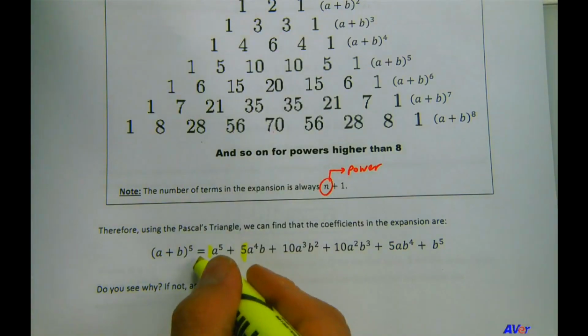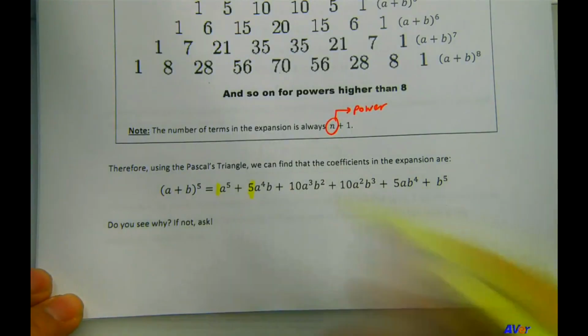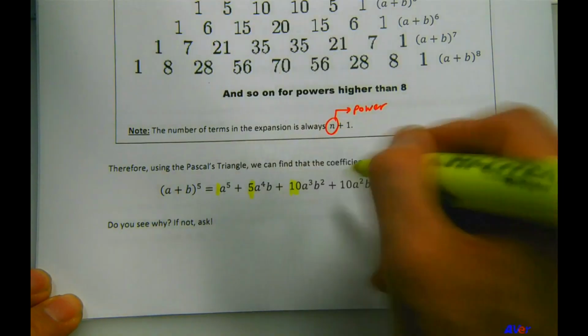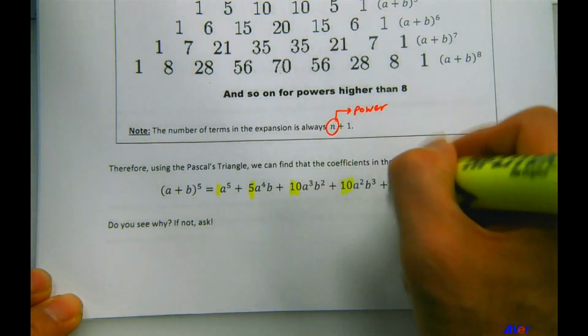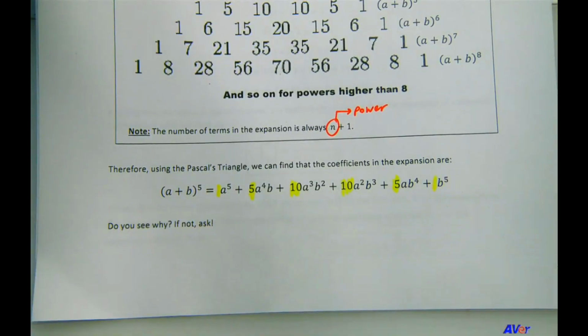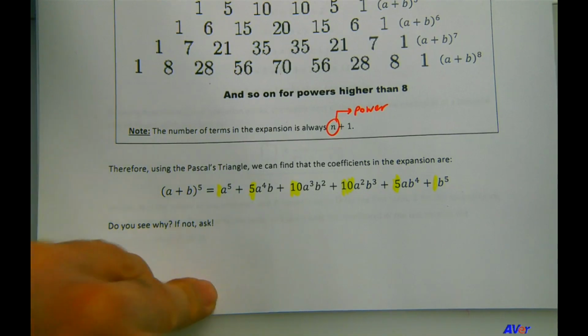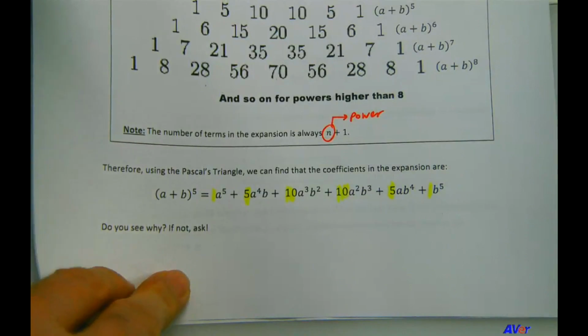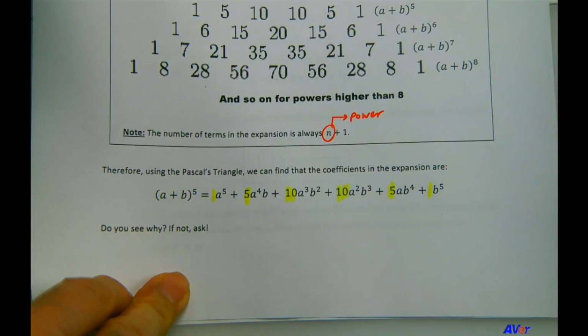You don't see it because that's 1, right? 1 times a to the 5th. And that one, and that one, and that one, which is also 1. So all the highlighted quantities are determined by the Pascal's triangle. That's one of the methods. We have another method that we will discuss. It's called the binomial theorem. Okay, well, that's a very different method than this.